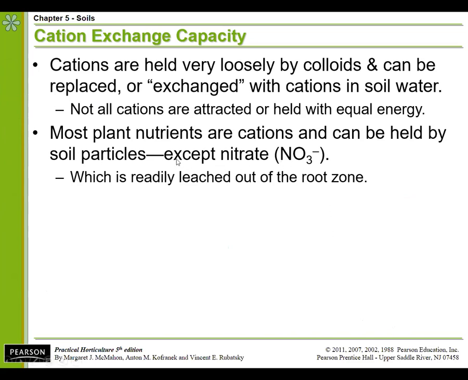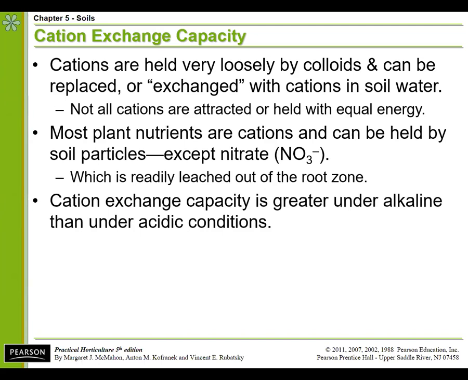Most plant nutrients are cations and can be held by the soil particles, except a few. Nitrate is a good example. Nitrate is actually the most available form of nitrogen, but it occurs as an anion. So we have to have both the cation exchange capacity and anion exchange capacity too. Because of this principle, nitrate is easily leached out of the root zone, very mobile.